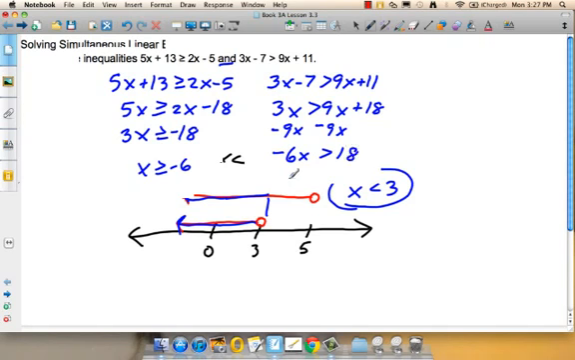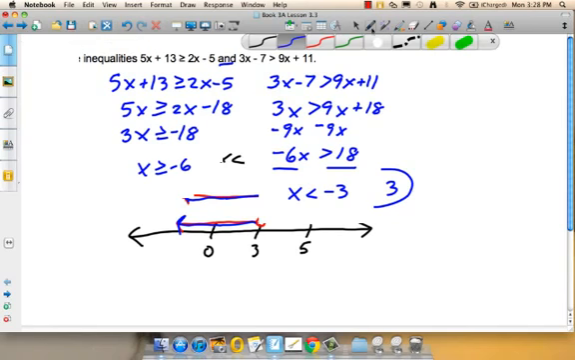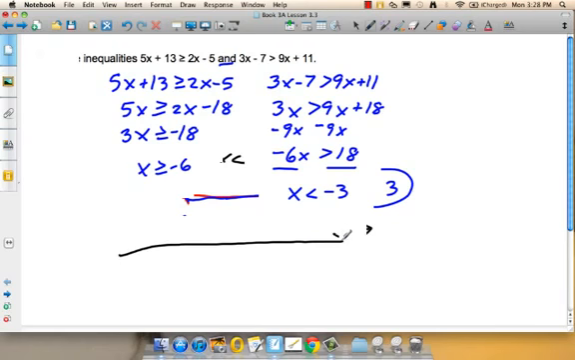Which means, after dividing both sides by negative 6, x is less than negative 3. Don't forget, you remember when you're multiplying or dividing by a negative, you have to flip the sign. So now if we take a look, let's make a number line.